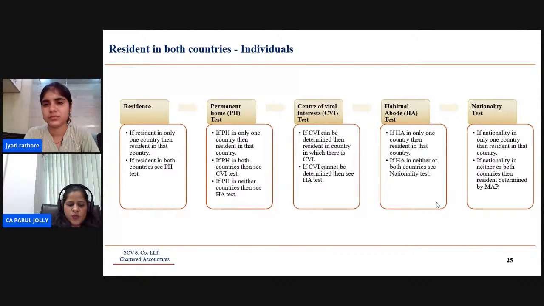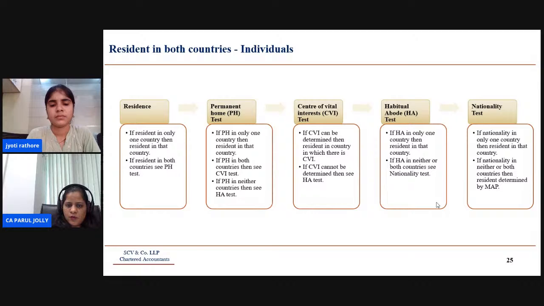So, for an individual, the law says that if a person becomes resident of one or more jurisdictions, then we'll have to check the permanent home test, where the permanent home is available. If he has a permanent home available in, say, country A, he is considered resident of country A for treaty purposes. Suppose he has a permanent home in both the countries. Then we'll see where the center of vital interest lies. So when we say center of vital interest, it is where his personal and economic interest lies.